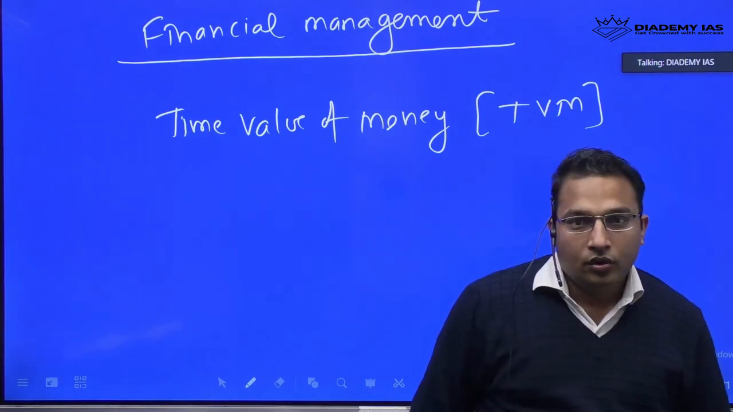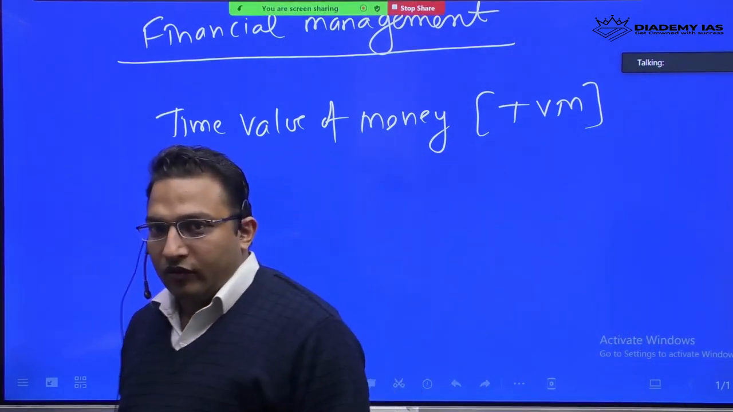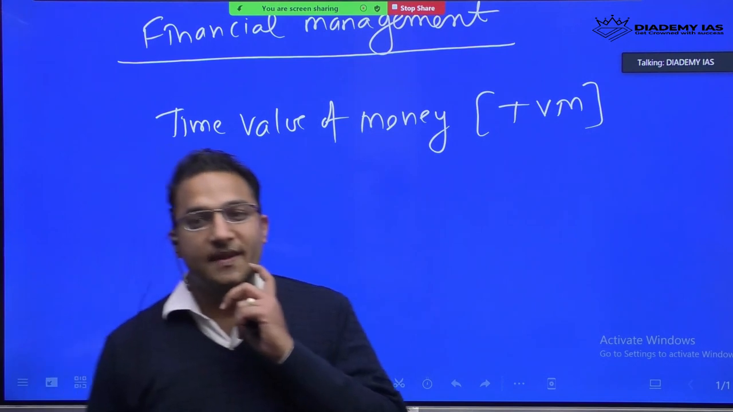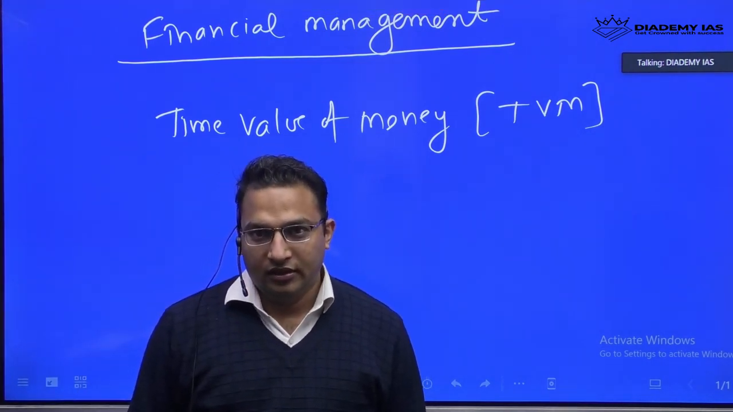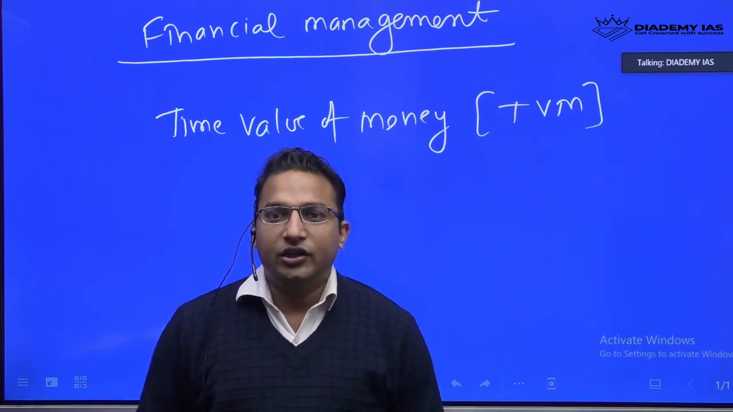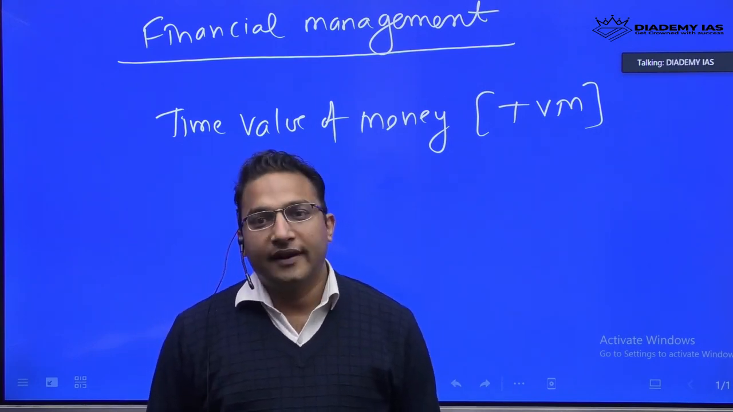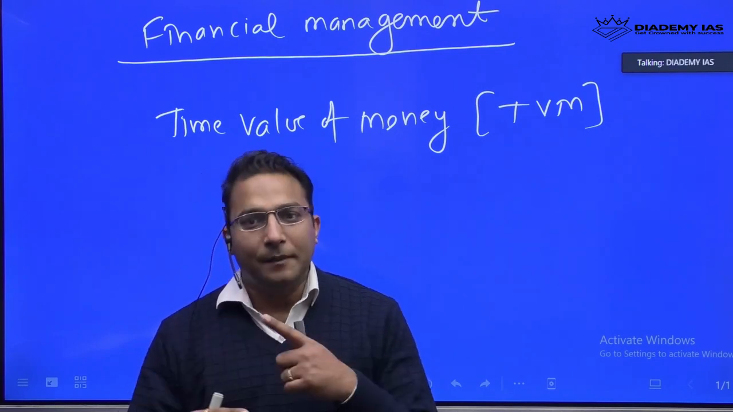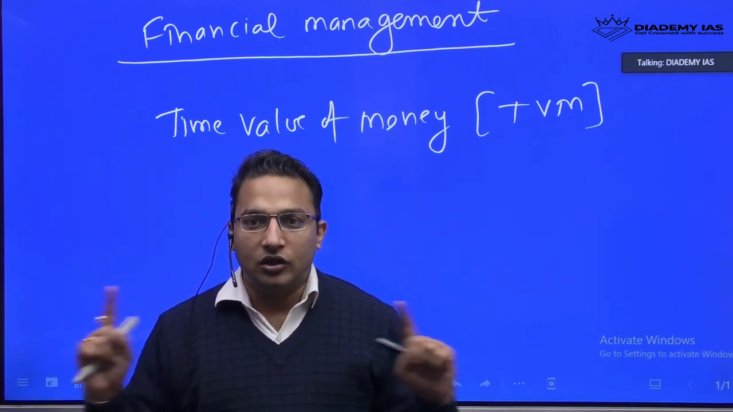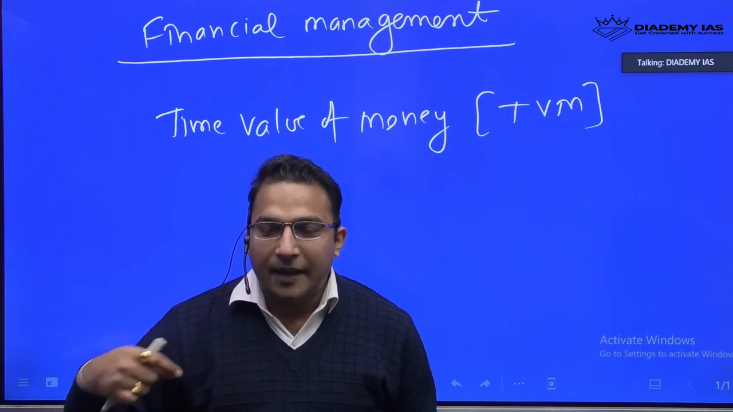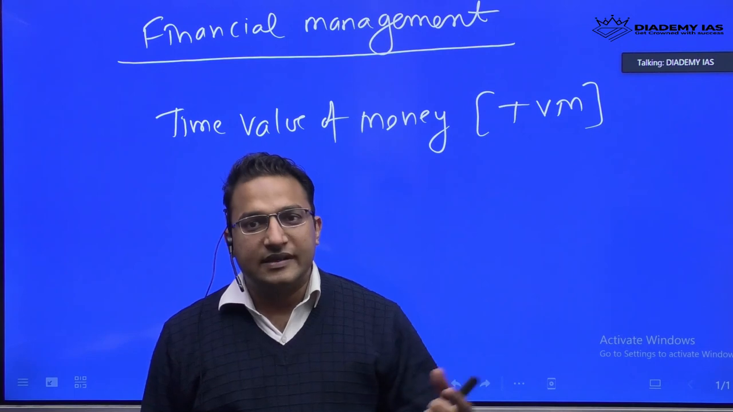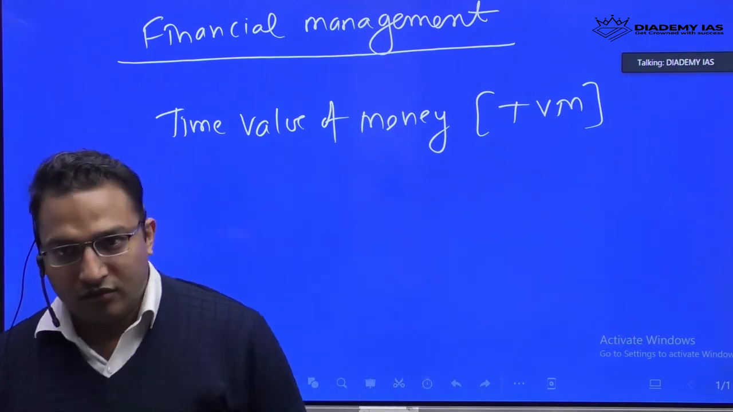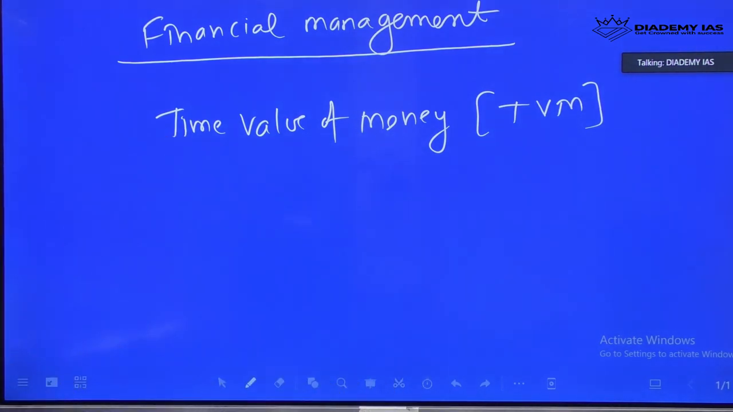So we took one class of this concept, time value of money. This is a basic concept. This question can come in the theory part also, and this question can come in the numerical part, not directly, but you have to use this in the concept of capital budgeting and in any other concept wherever there is a concept of discounting. Okay, so this concept is very useful, and in the previous class we started this concept, right?